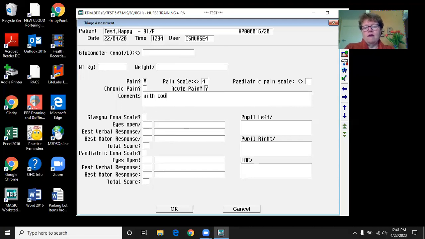With cough, develops chest pain. Remembering the pain scale is done at that moment in time when they're sitting there.